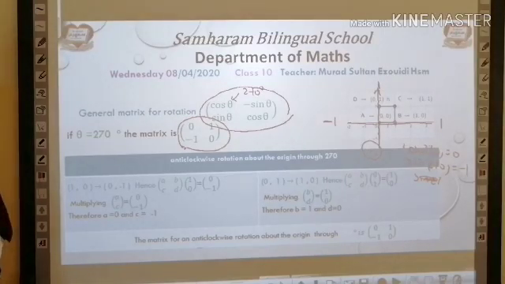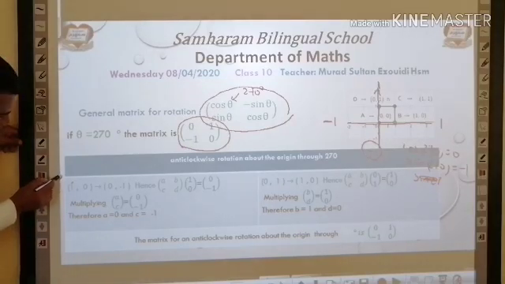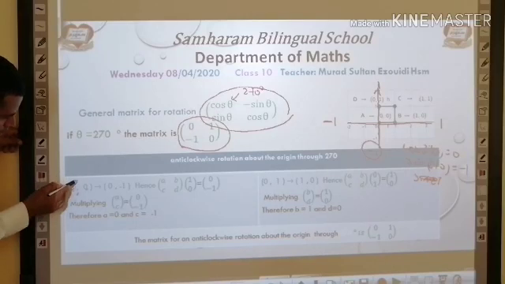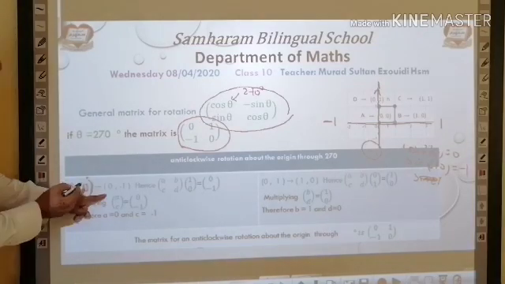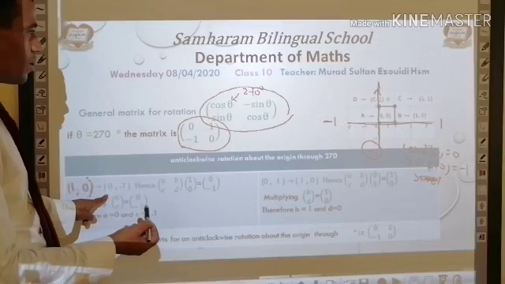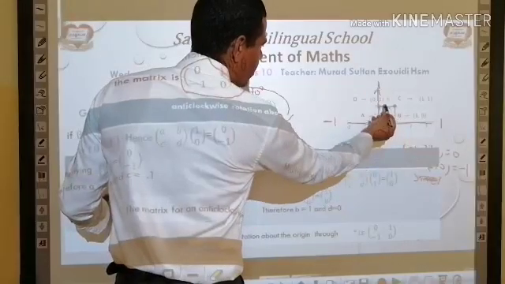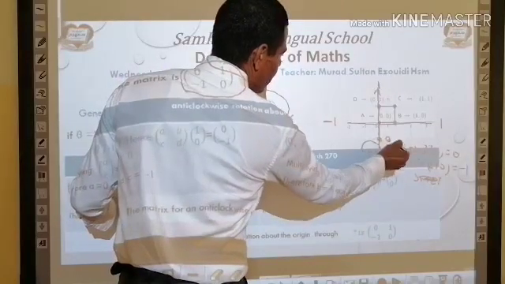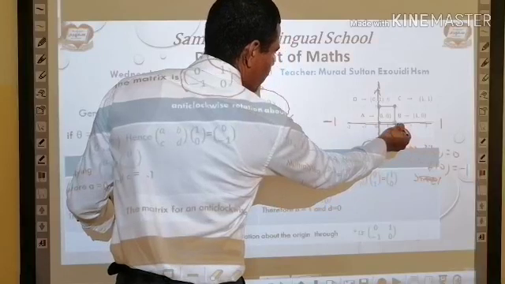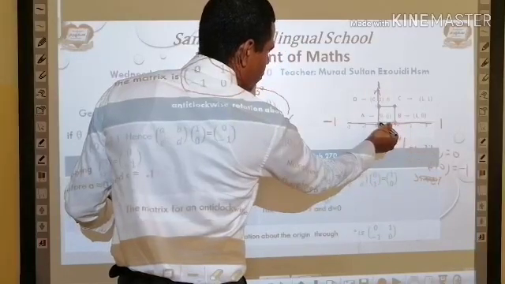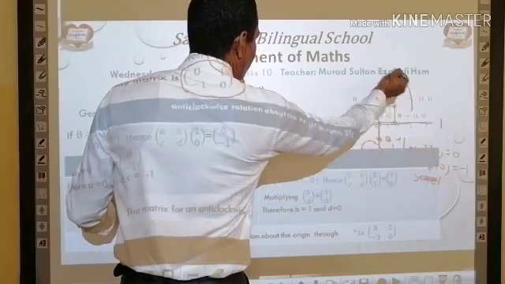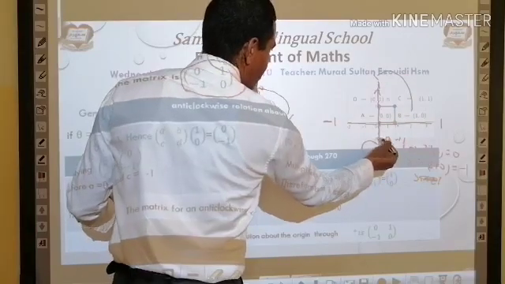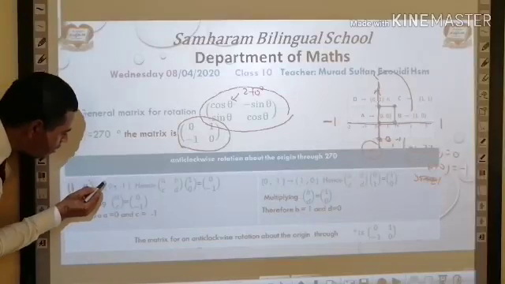Okay, let's start first. The point 1, 0, my kids, on the x-axis, will map to 0, negative 1. This point will move 90 degrees, then 90 degrees, then 90 degrees. So after rotating about the origin 270 degrees counterclockwise, it will be this point. So 0, negative 1. Okay.